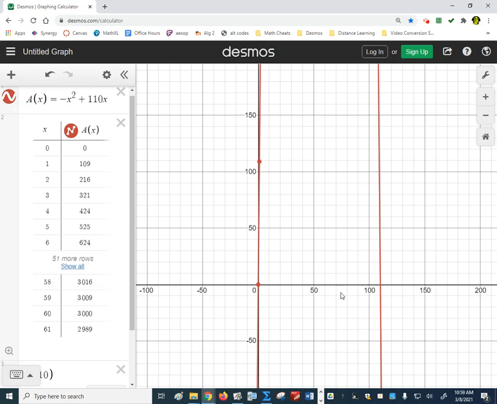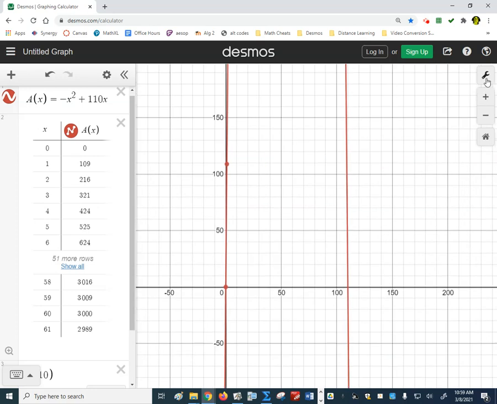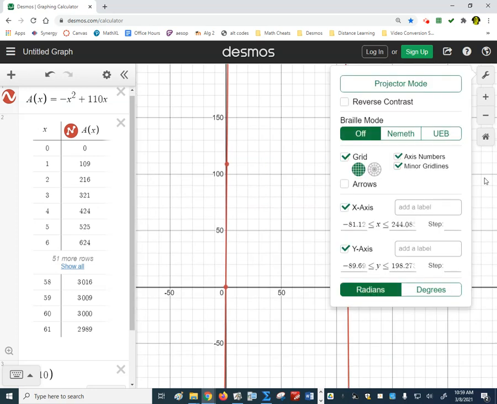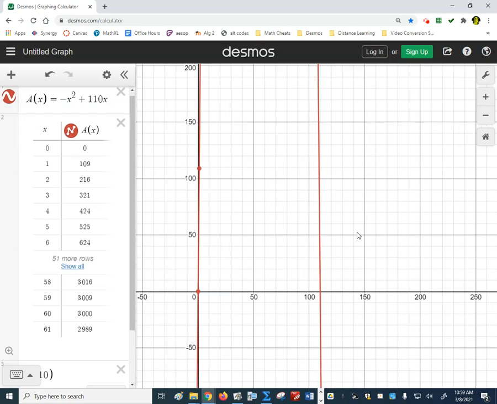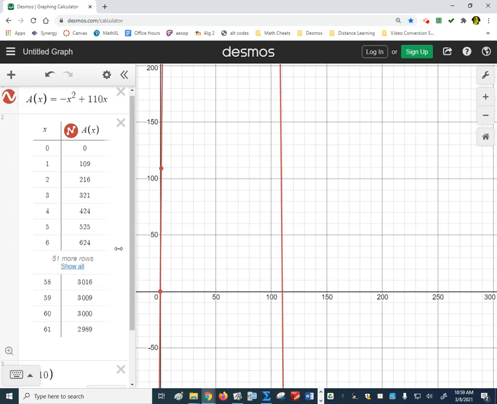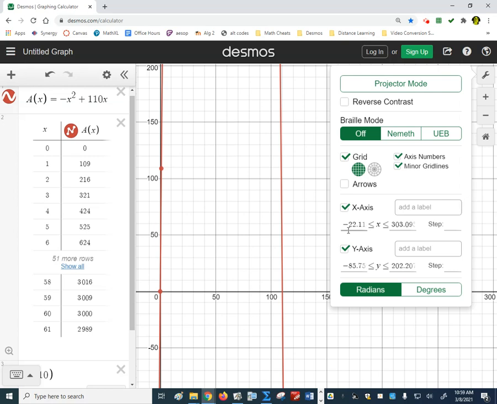This doesn't look very good, does it? If I want to look at this graph, it doesn't look like a parabola to me. I can't see what I need to see on the graph. So let's go up here in Desmos, up to the gear, and scoot this thing over just a little bit. We're going to set the window so we can see it better.